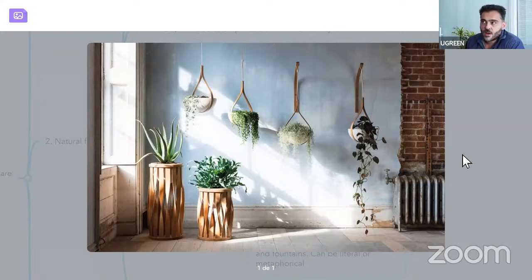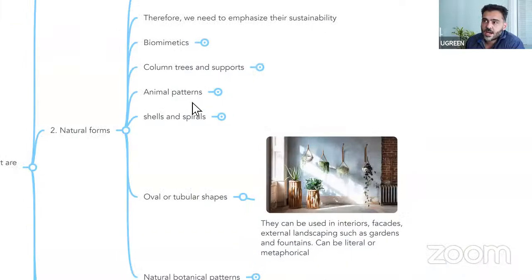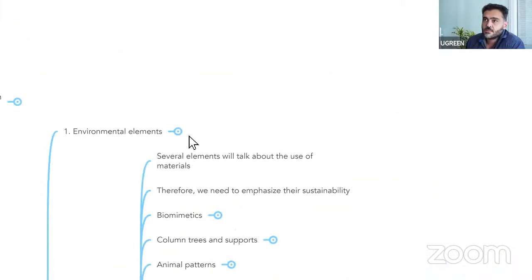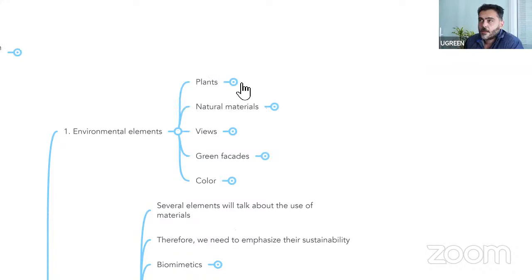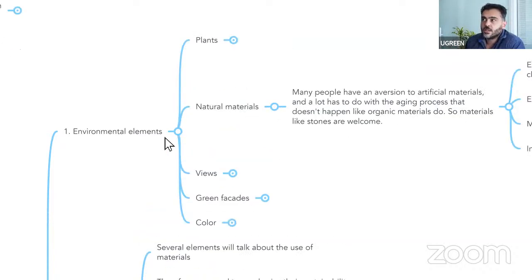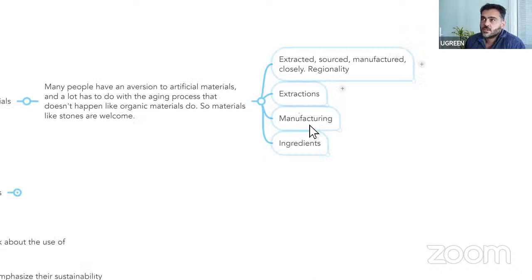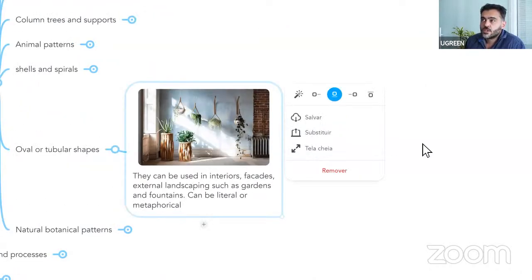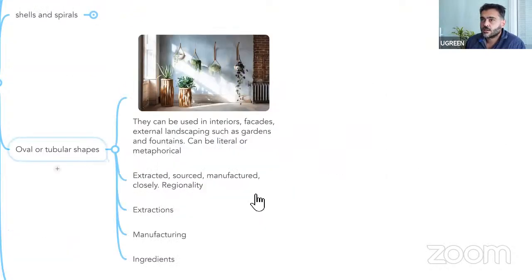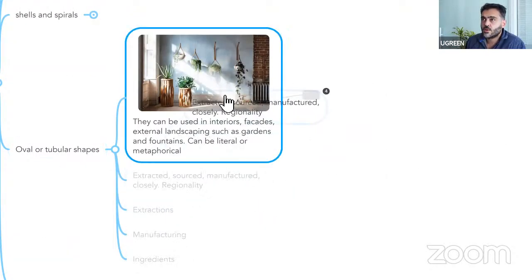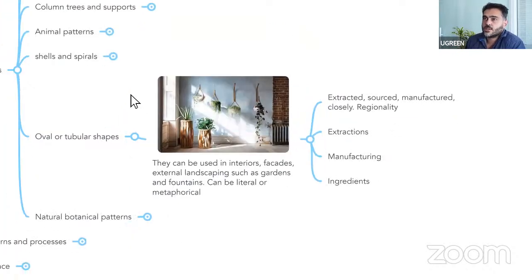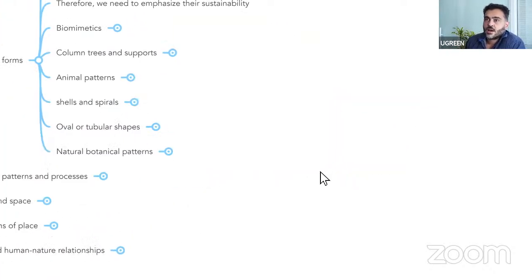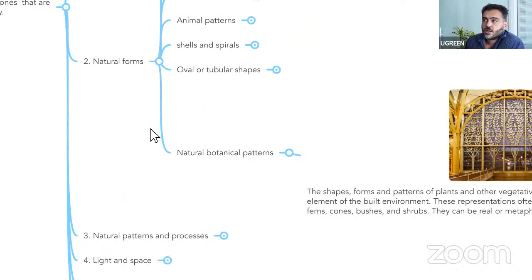The problem when we are using this in biophilic design is that we need to have the same things that we were talking about here. We need to understand where these materials are extracted, sourced, and manufactured, so we look for regionality. We are going to require labels for this. So this will be important in this situation as well. This is going to be the same situation, and natural botanical patterns the same.